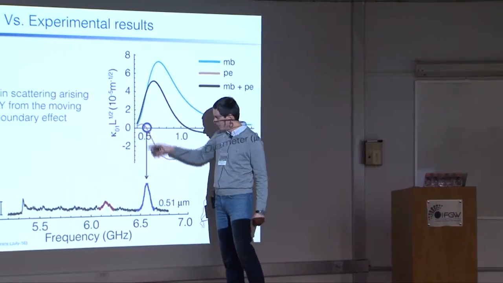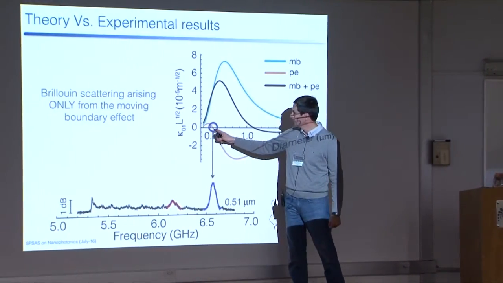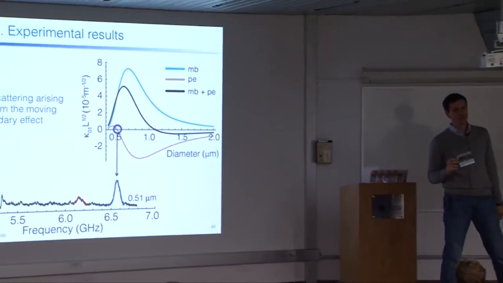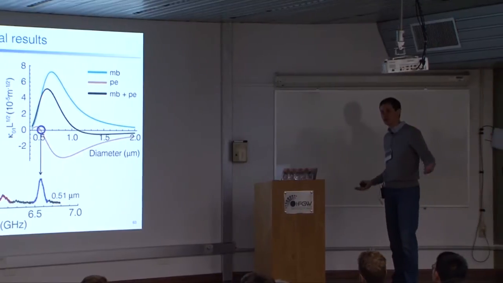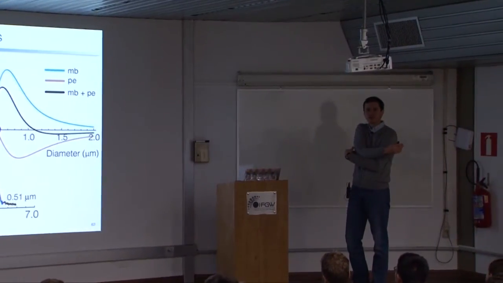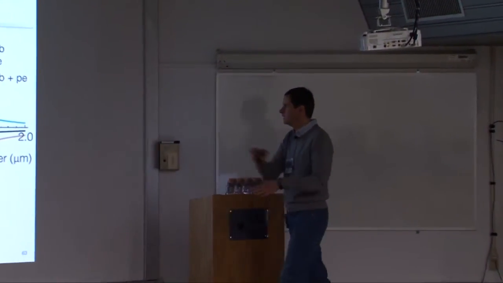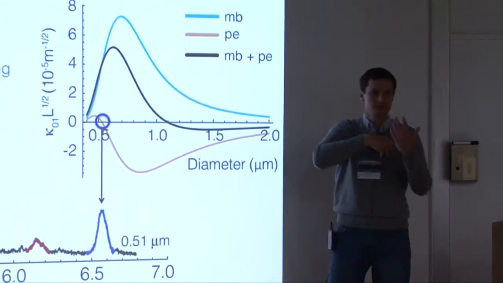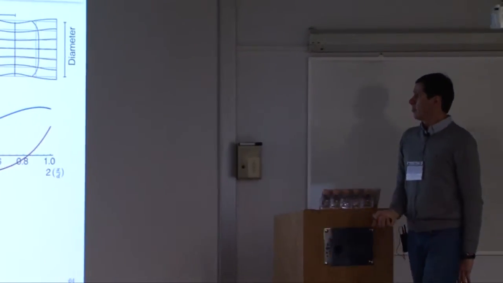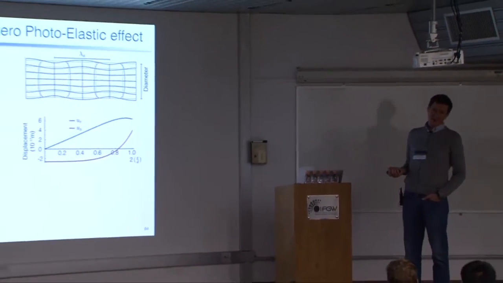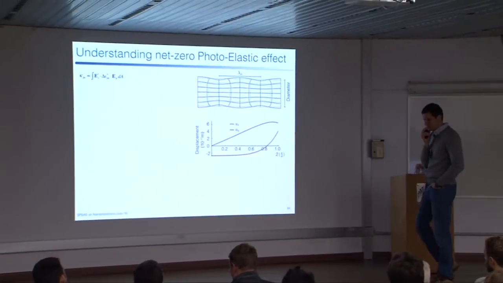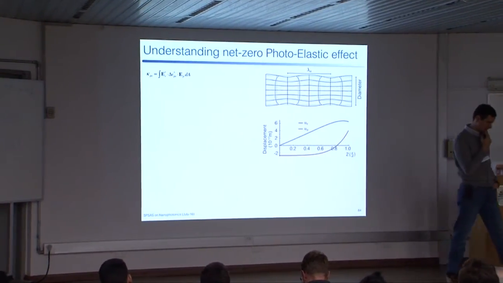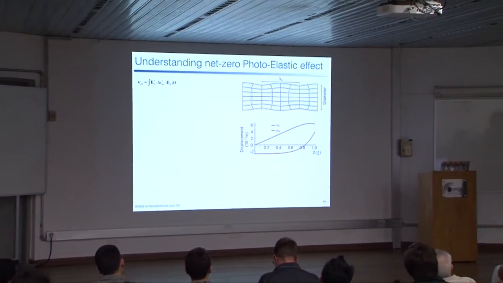So that's a sample that accidentally we got pretty close to the point where there is scattering only due to the moving boundary. Okay, so this is like in complete opposition to what we see in optical fibers. So on regular optical fiber, there is no moving boundary effect. All the scattering is due to photoelastic, and this is sort of inverted. It's kind of cool. To understand a little bit why the photoelastic effect is zero is not straightforward, but we can take a look.